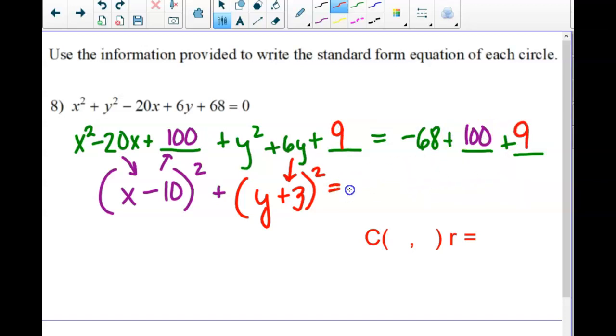And then I don't know if this one comes out nice. Let's see. Is it 41? Okay. You can just put square root of 41. If we had to graph it, 41 would be a little over 6. Did you type it in? 6.4. Actually, on these, it doesn't even ask you to write the center and the radius. I'm just trying to practice that today. 10 and negative 3. Everybody okay?